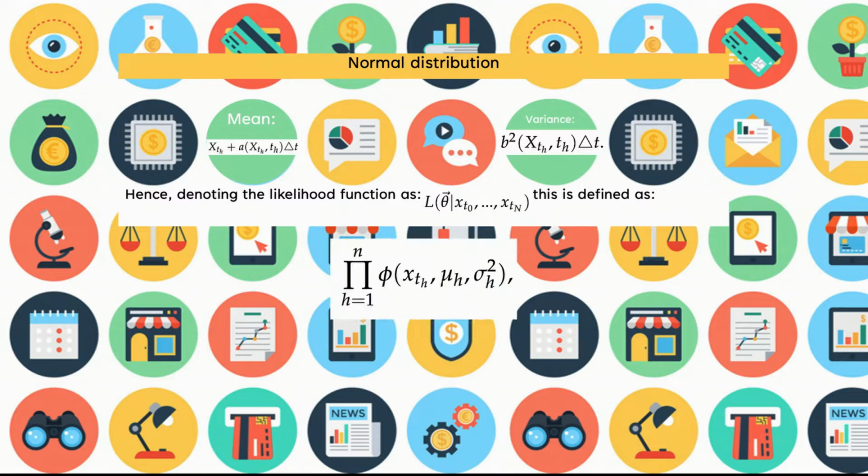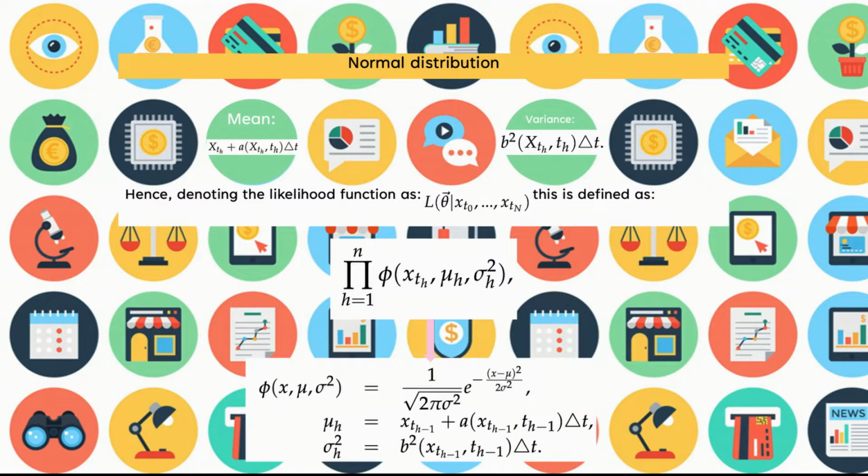This is defined as the product from h equals 1 to n of phi evaluated in x_h, mu_h, and sigma squared_h, where we can use these equivalences.